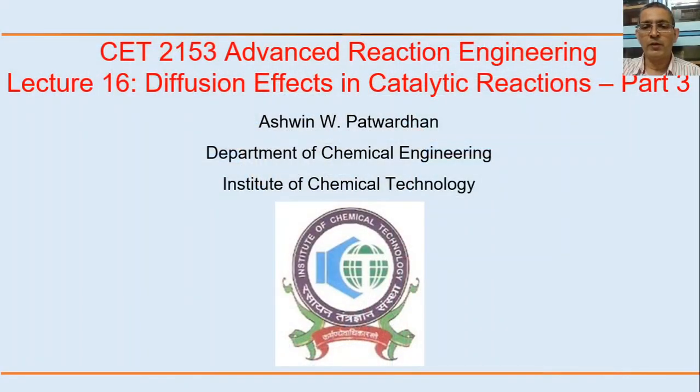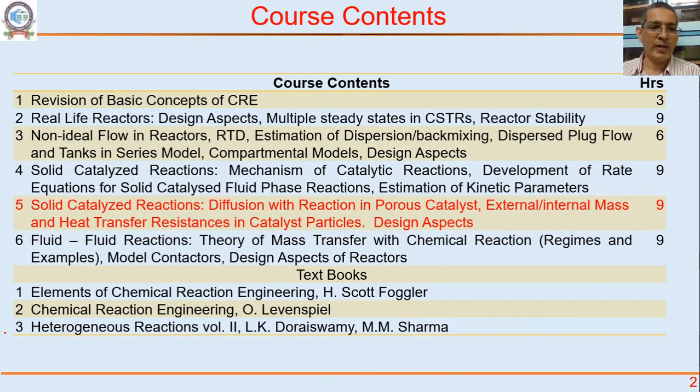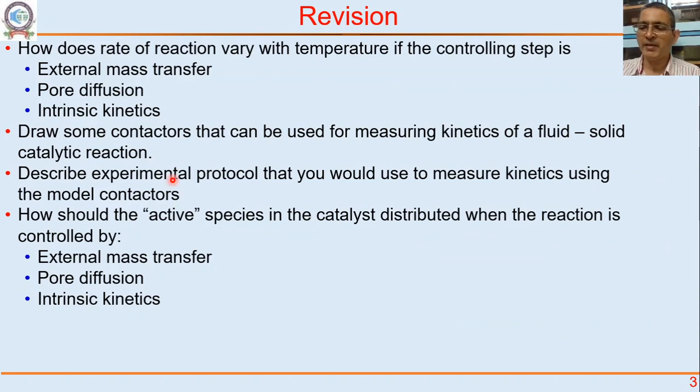Before we go forward, let me just show you where we are with respect to our course. We are on part 5 of our course. This is the last lecture of part 5. We are looking at external and internal heat transfer in catalyst particle. We had looked at diffusion and reaction, we had looked at some design aspects, now we are looking at heat transfer effects. Just to help you revise and get you to about the previous lecture so that you are better prepared for this lecture.